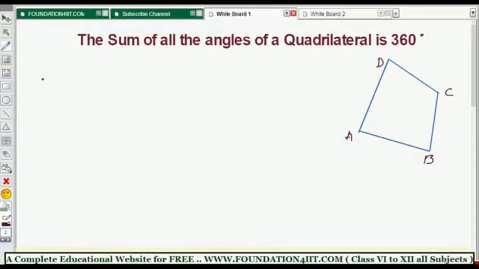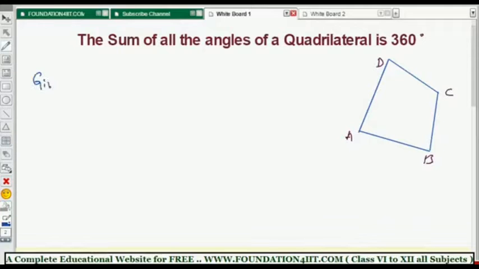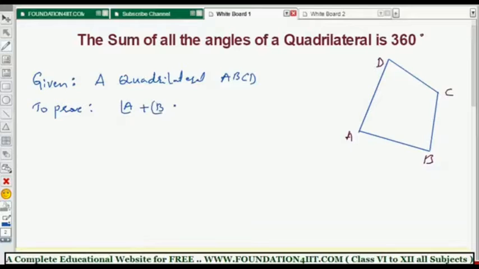So given data is a quadrilateral ABCD. So it's given. Now we need to prove. So required to prove: angle A plus angle B plus angle C and angle D is equal to 360 degrees. So this we are required to prove.